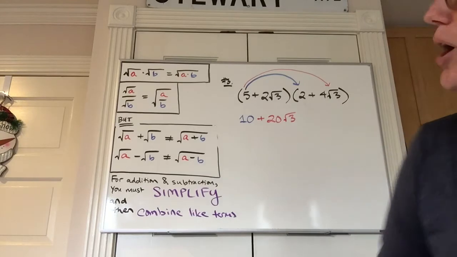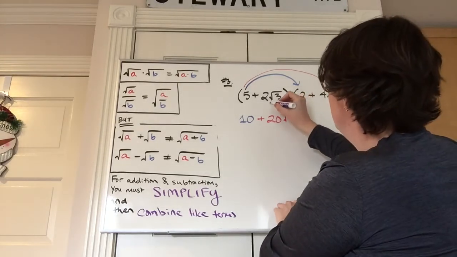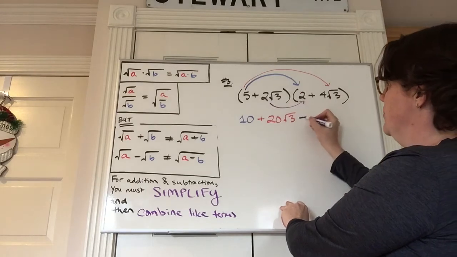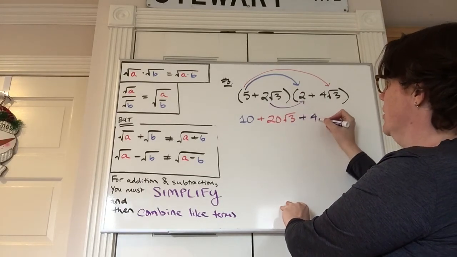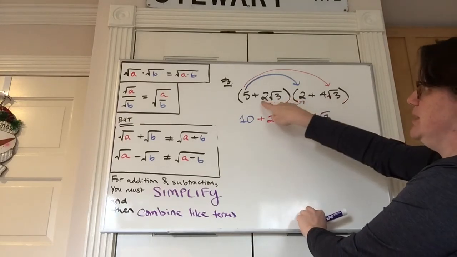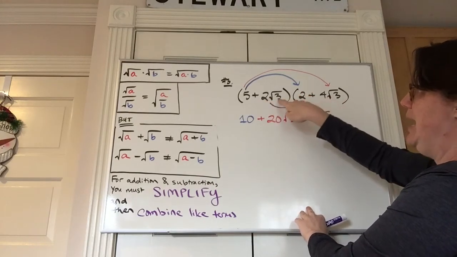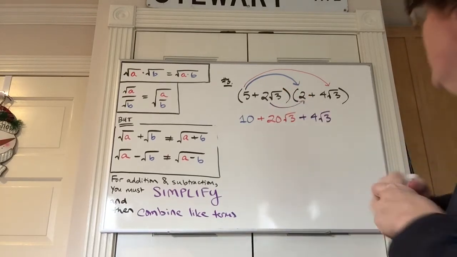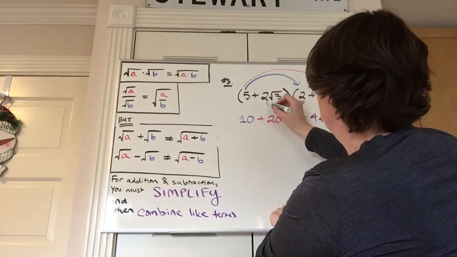All right, if I keep going here, I've got 2 root 3 times 2. Same deal. Regular number times regular number makes plus 4. And then the square root of 3 just comes along for the ride. This 2 does get multiplied by that 2, but it does not get multiplied by the root 3 because that's a root number. And then lastly, the last piece of this is going to be the most complicated.